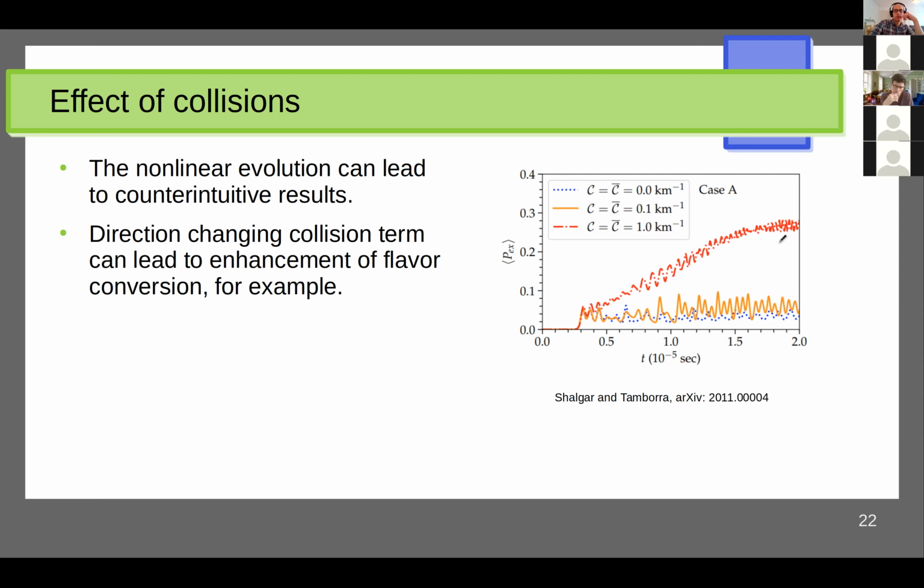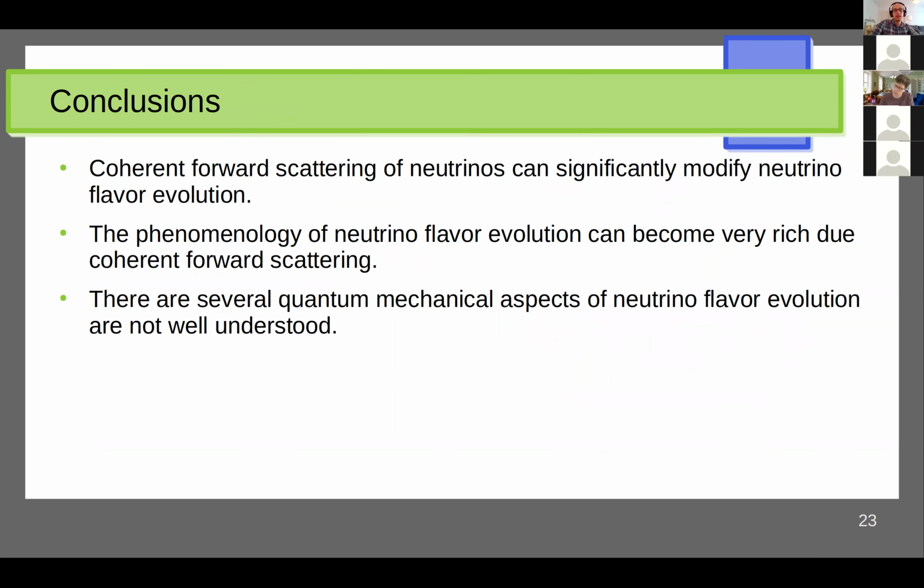Now, I'm not going to go into the details of how the collisions are incorporated in the flavor evolution equations, because Rasmus is going to talk about that in the next lecture. But Shashank, I hope, yep. Oh, please go ahead and I'll ask the question.